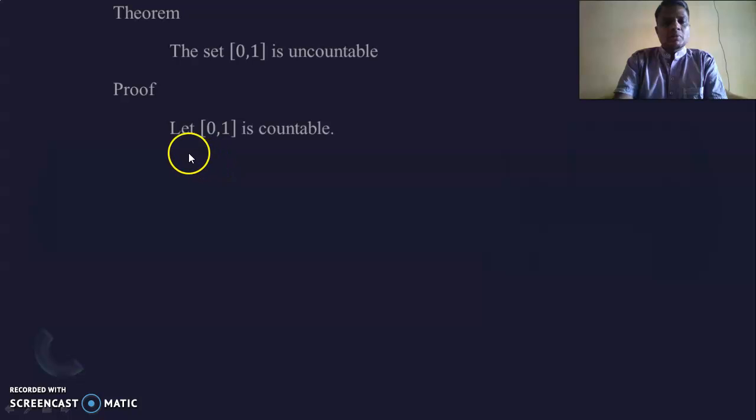Next theorem. The closed interval [0, 1] is uncountable. Proof. Suppose we take the closed interval [0, 1] to be countable.